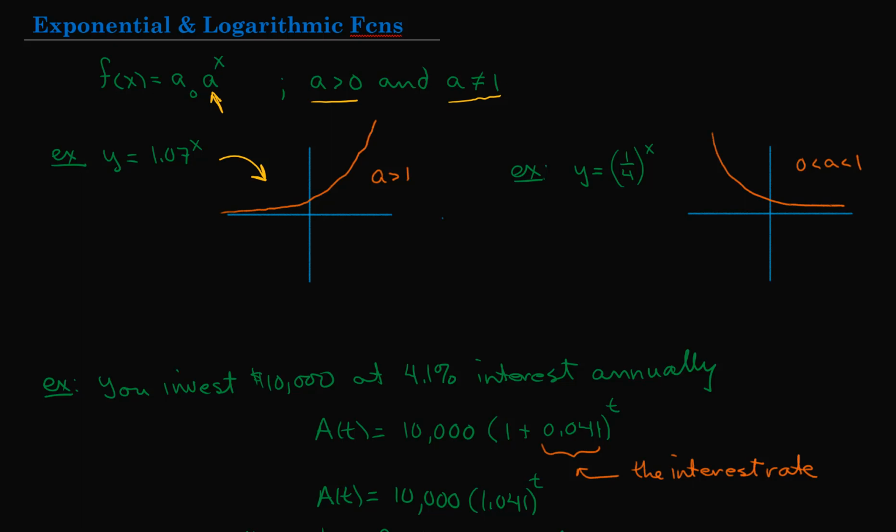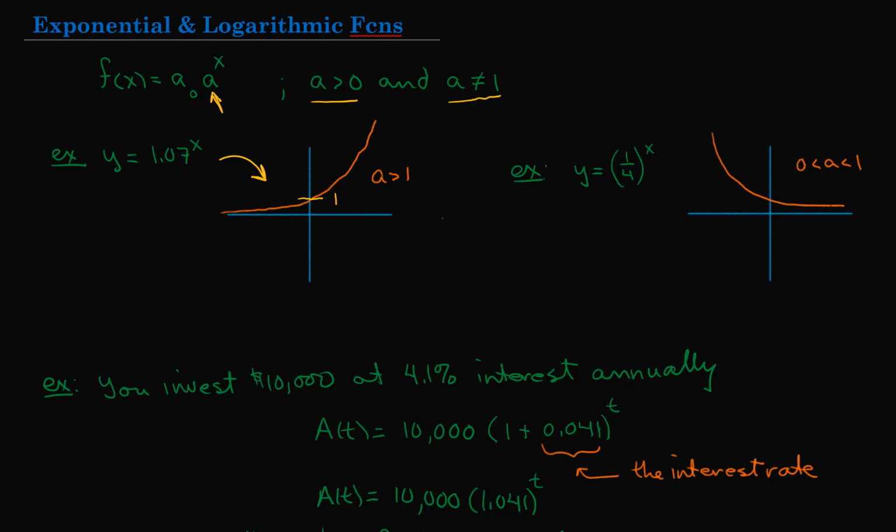This is the basic graph that you'll see anytime that your base is greater than 1. 1.07 is greater than 1, so you get a function that looks like this. It is typically the case that the y-intercept is going to have a value of 1 because at the y-intercept, remember the x value is 0, and any number raised to the 0 power is 1.